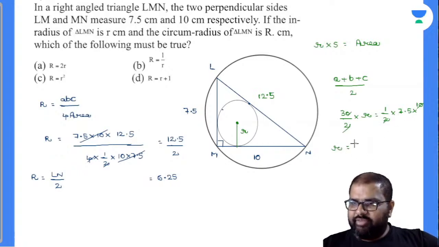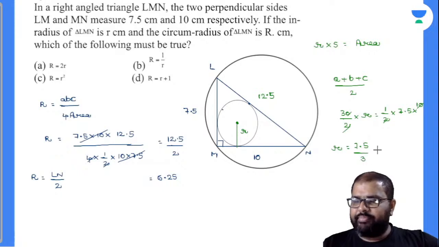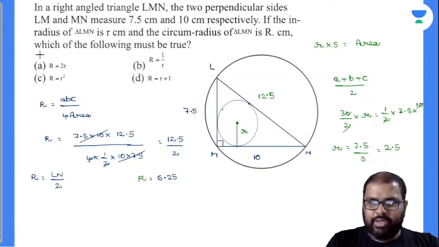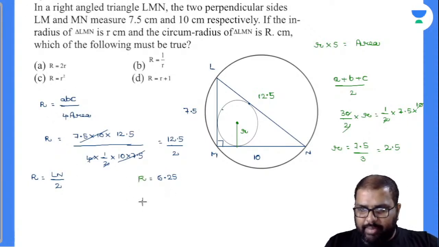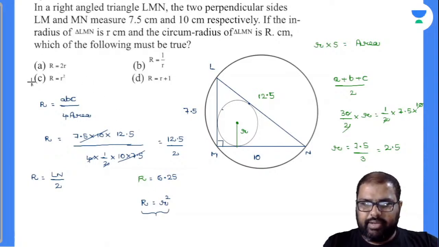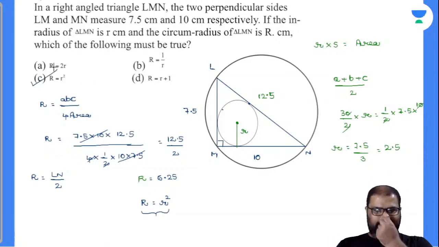2 gets cancelled, 0s get cancelled, and my r value is 7.5 by 3. 7.5 by 3 is nothing but equal to 2.5. Am I right or wrong? Yes. Closely observe there. This is your capital R. What is the relationship between capital R and small r? So R is 6.25. Capital R is nothing but equal to small r whole square. 2.5 whole square will be equal to 6.25. The relationship there, and my option number C satisfies there.